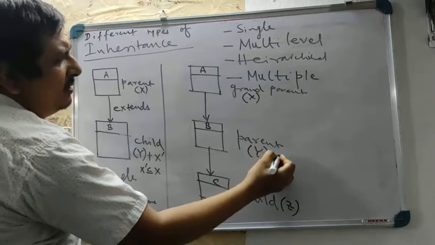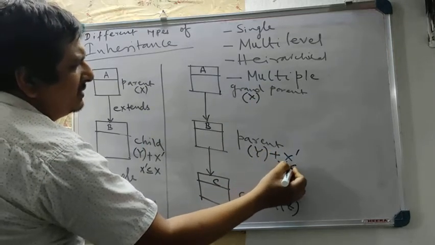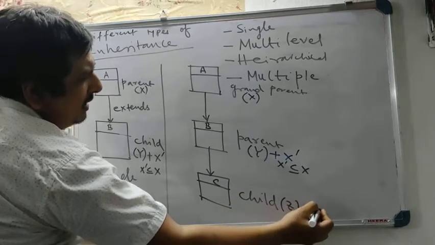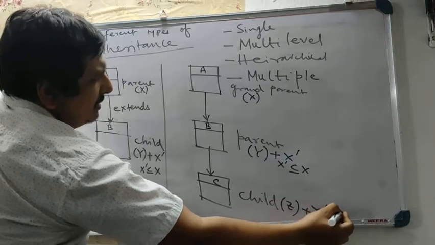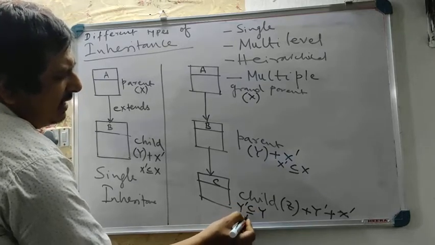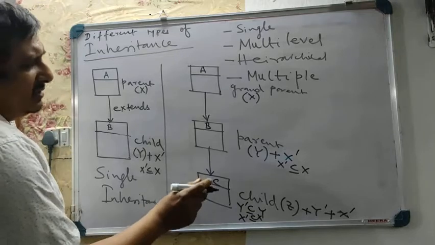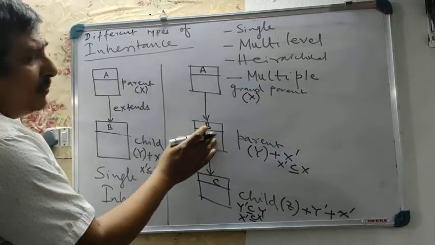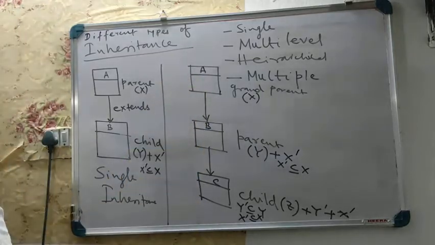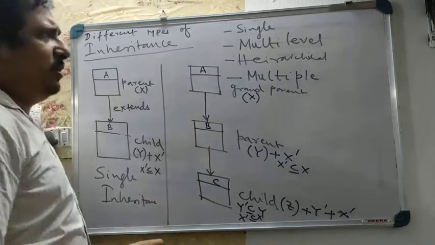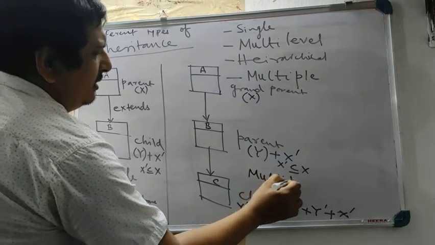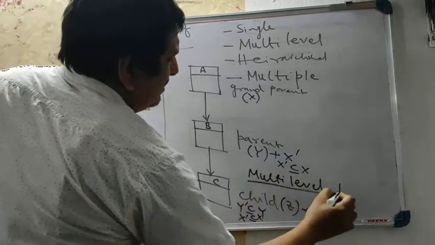So here X dash, where X dash is a subset of X. Here Y dash plus X dash. So Y dash is a subset of Y and X dash is a subset of X. So it means C will not only contain the properties of the parent, it also contains the properties of the grandparent. Okay, so this is basically the concept of multi-level inheritance.